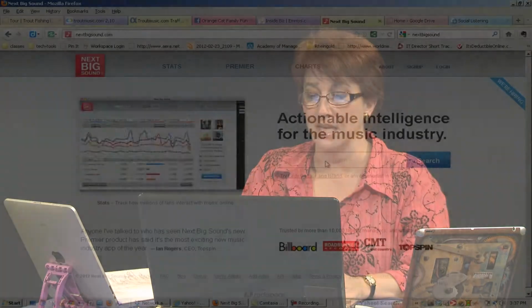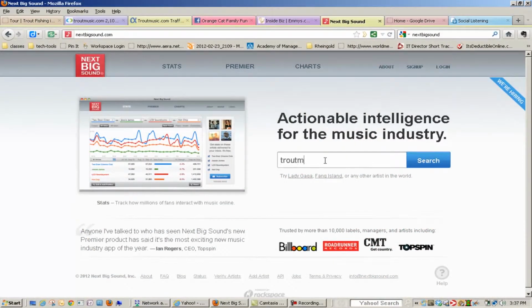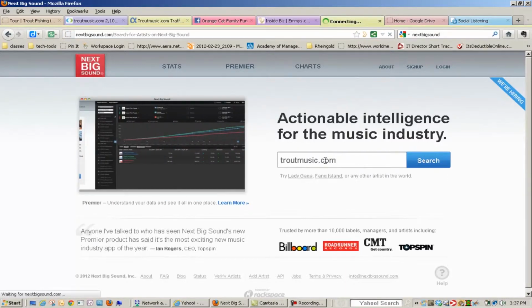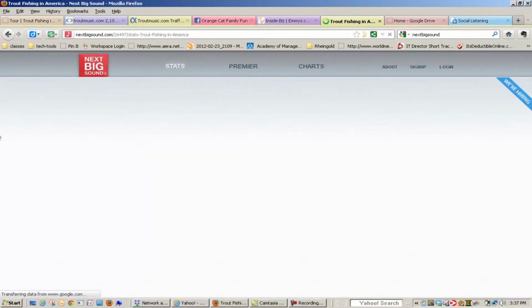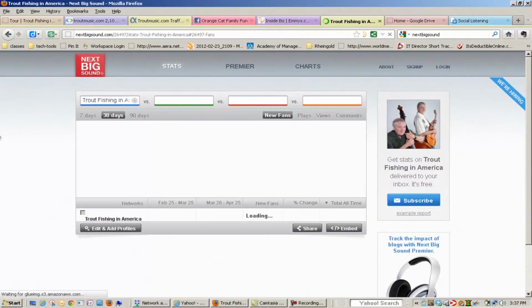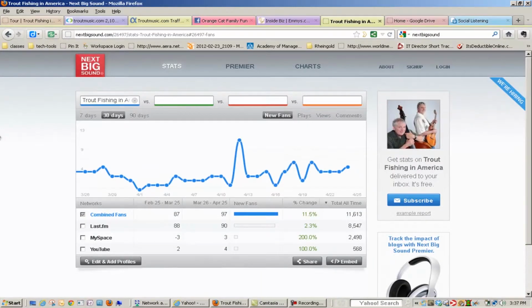Well, for a musician, I can go to Next Big Sound and type the same thing, troutmusic.com. And it tells me no music because it's looking for me to type in the full name. And it will tell me for a musician, every single Last.fm, MySpace, YouTube play that has happened with this group, going week to week to week.